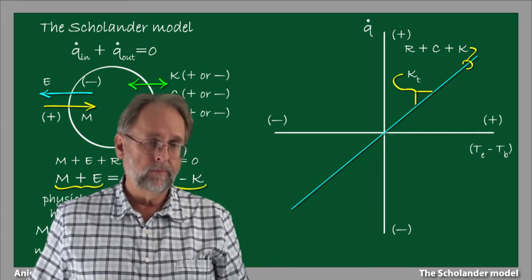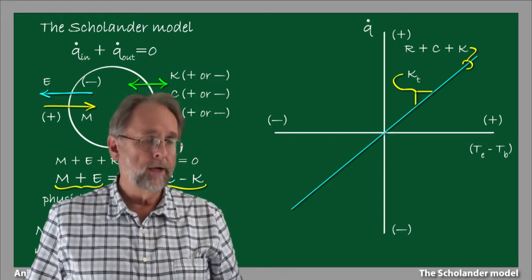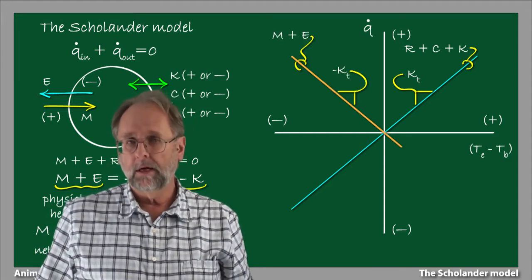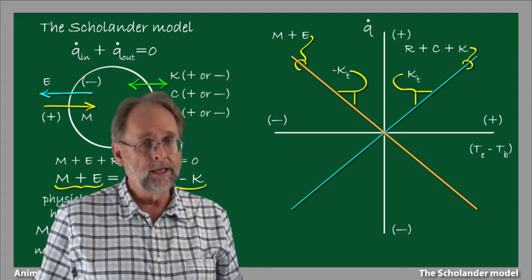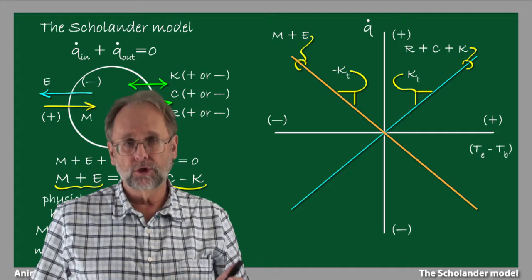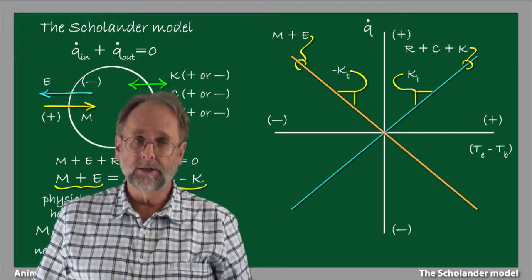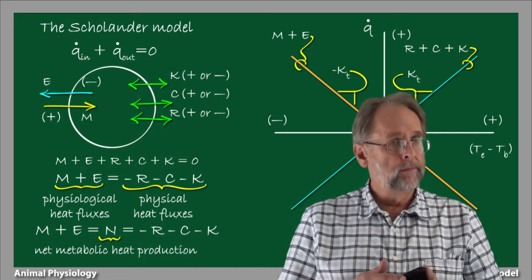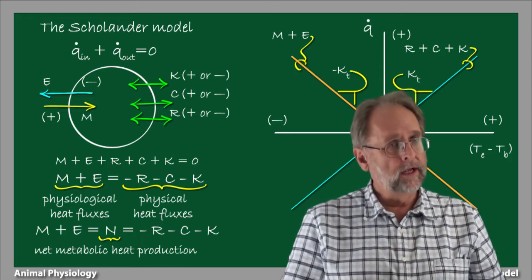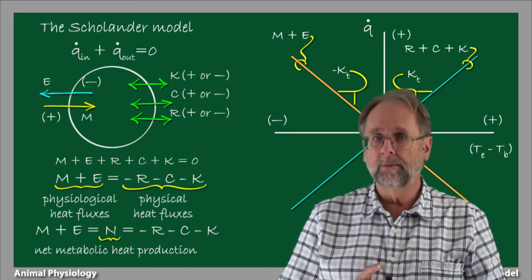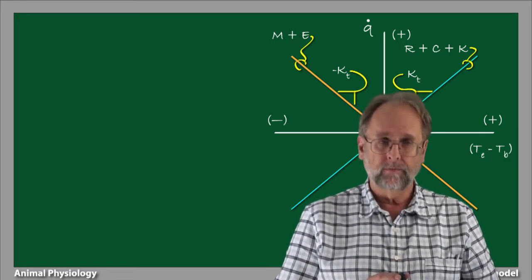Because of conservation of energy and the energy budget equation that we just outlined, we can plot the net metabolic heat production, that is the sum of M plus E, and this will also be a straight line with a slope equal to the negative of the thermal conductance. The Scholander model itself is derived from this analysis. It's also derived from the need to explain certain patterns of metabolism of homeotherms with respect to environmental temperature.